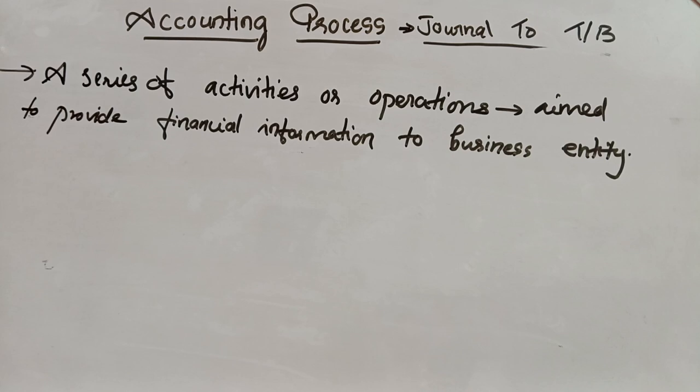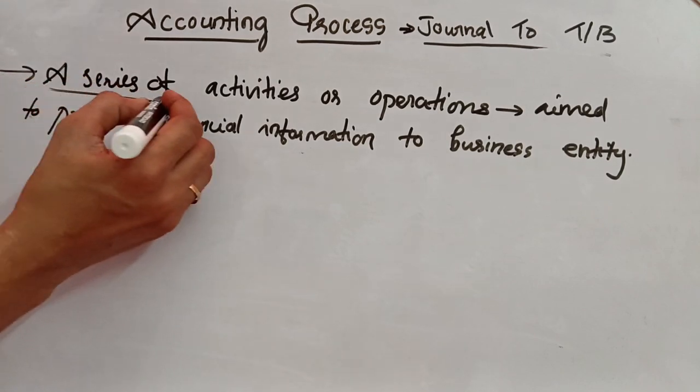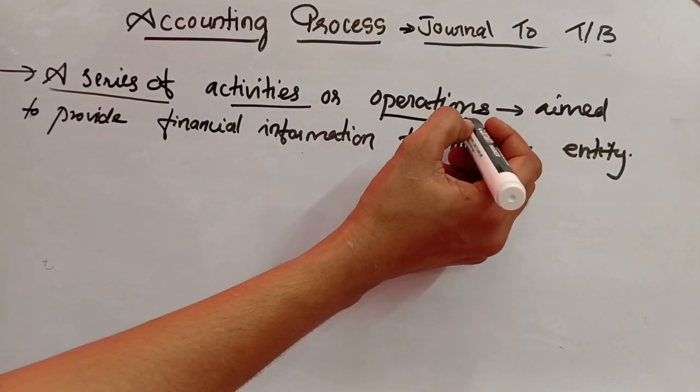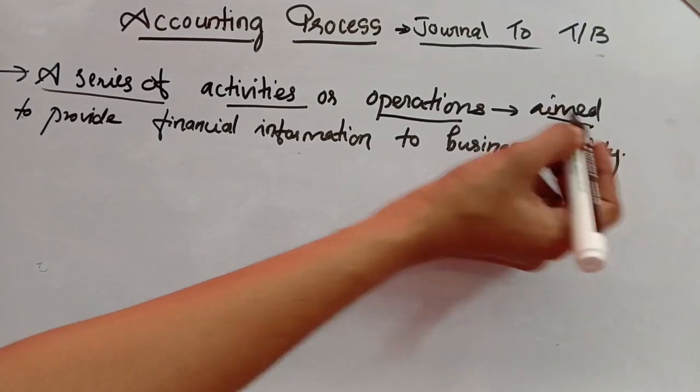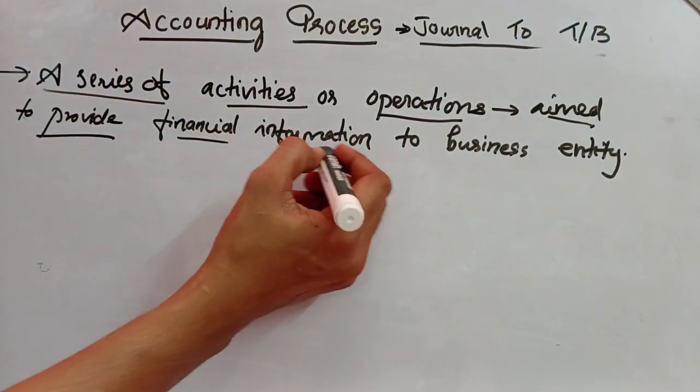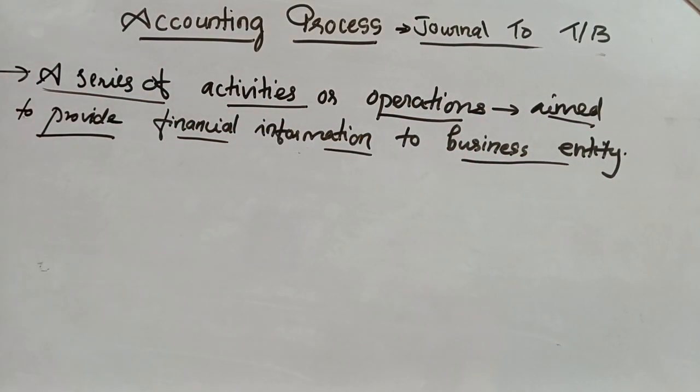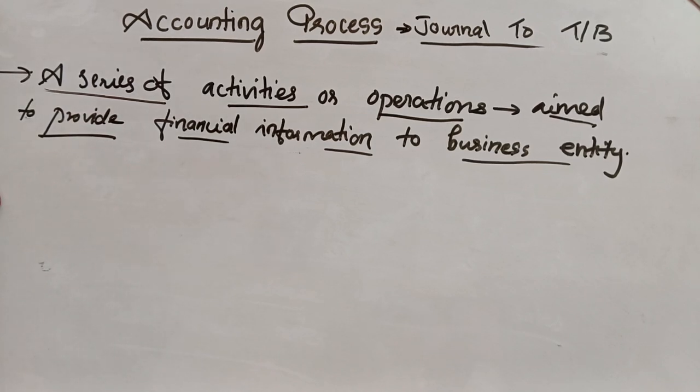Today we are going to discuss the accounting process from journal to trial balance. So what is the accounting process? Simply we can say it's a series of activities or operations aimed to provide financial information to a business entity.